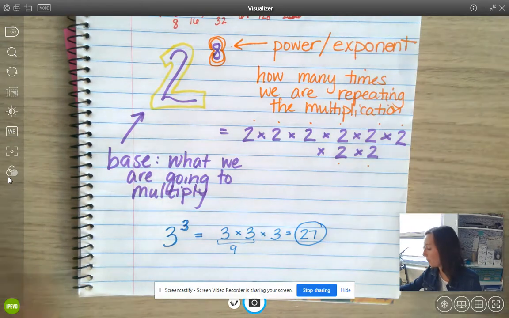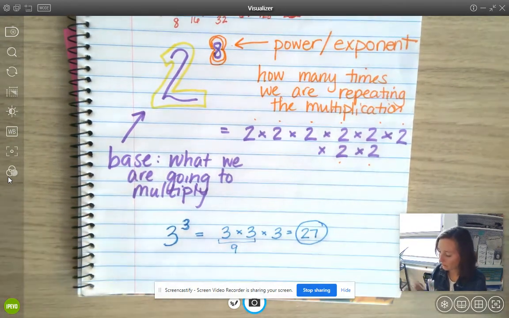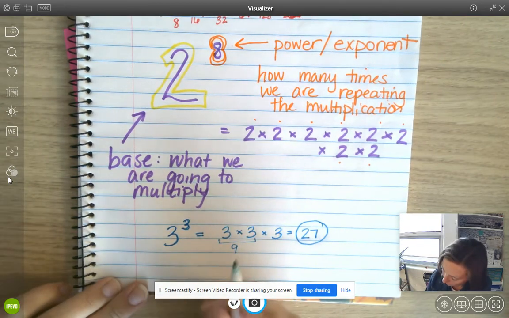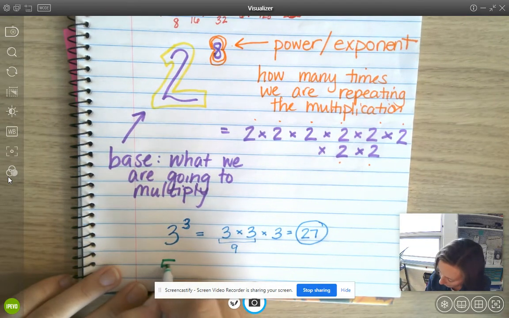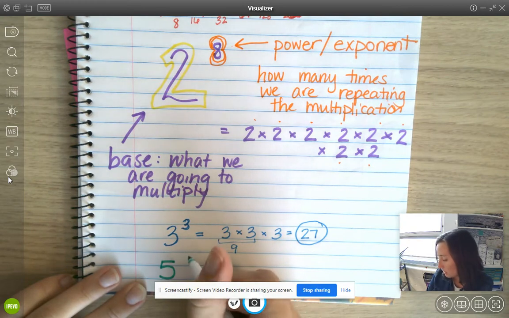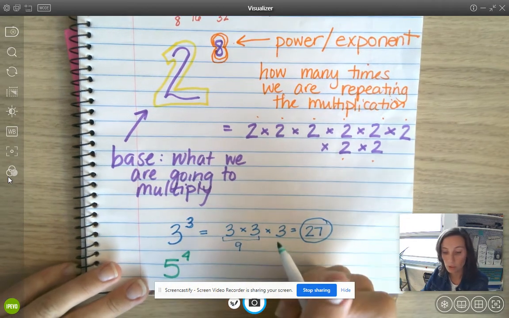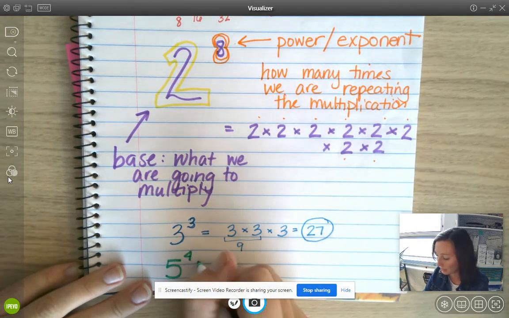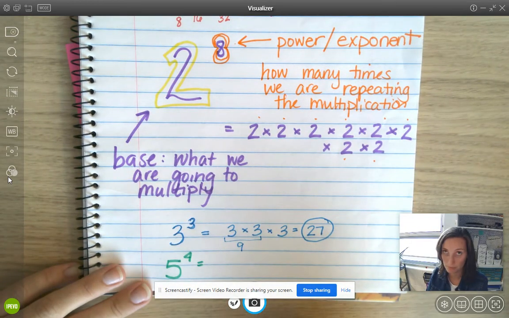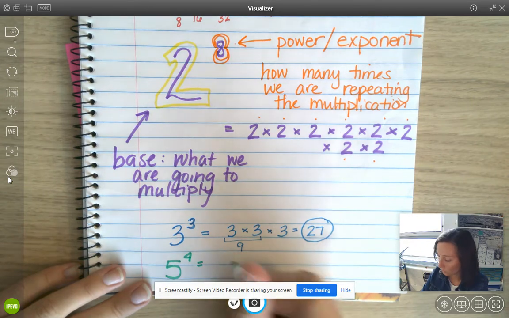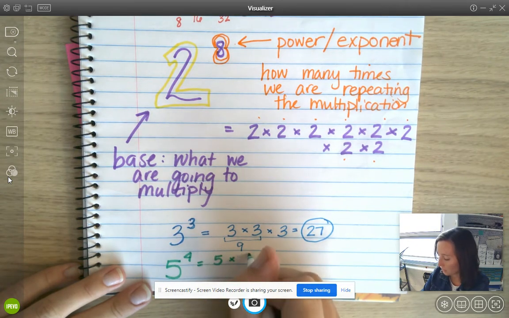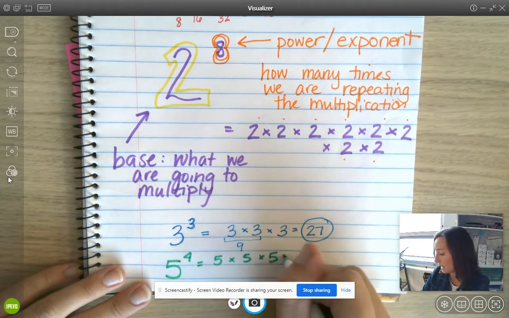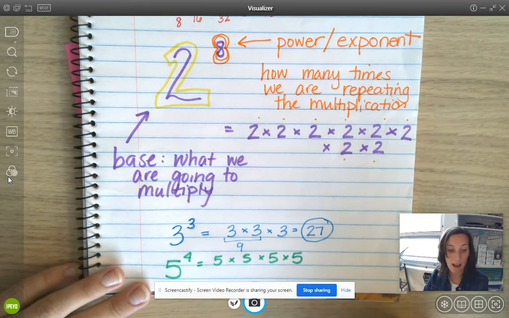Let's do one more. Let's do 5 to the fourth power. So start out by writing what problem that is. Hopefully you wrote 5 times 5 times 5 times 5. And now take that problem and figure out what that equals.